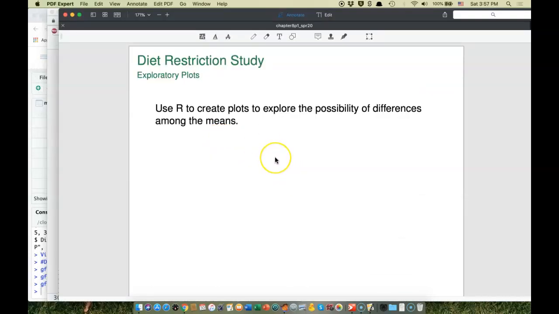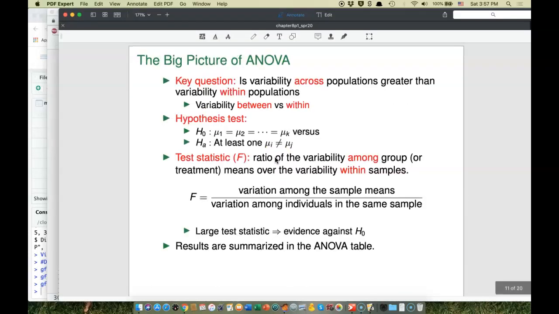All right, so let's carry on then. The big picture of ANOVA is just that: is the variability across populations greater than the variability within populations? Or we could think of it as variability between versus within, among versus within. Lots of different terminology is used, so I don't want you to be tied to just one specific term there.